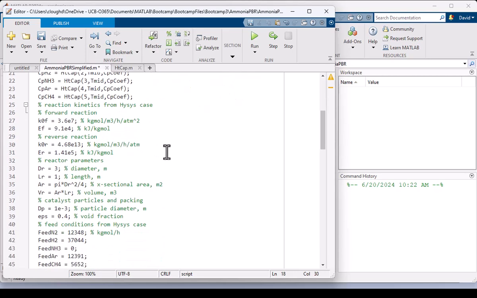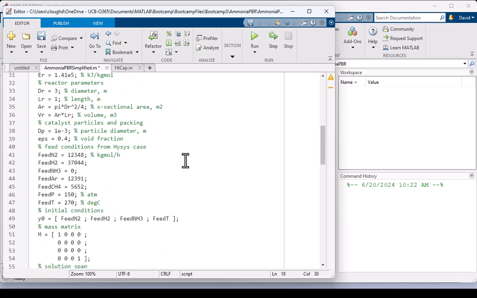And then we move down and we do reaction kinetics, and we have our constants for the forward reaction, Arrhenius constants for the reverse reaction. Then we specify our reactor in terms of diameter and length, and we then make associated dimensional calculations for cross-sectional area and volume.